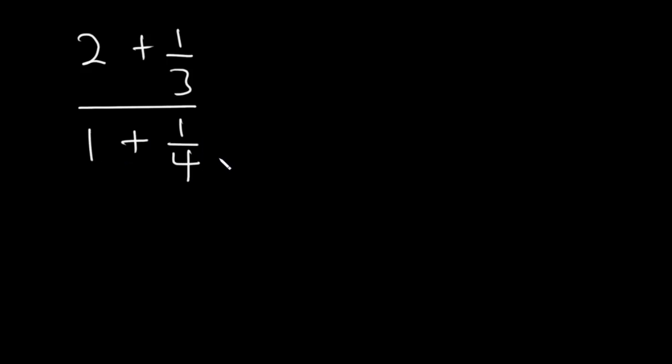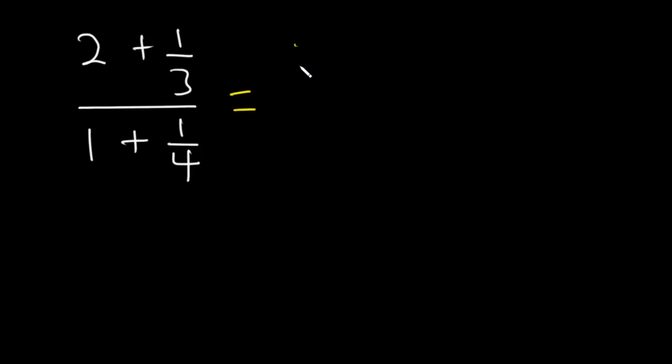So how do we solve this? Let's say we have 2 plus 1 over 3 divided by 1 plus 1 over 4. Now, since we have more than 2 fractions, we need to find the LCM between 3 and 4. The LCM between 3 and 4 is 12, so we need to multiply top and bottom by 12.